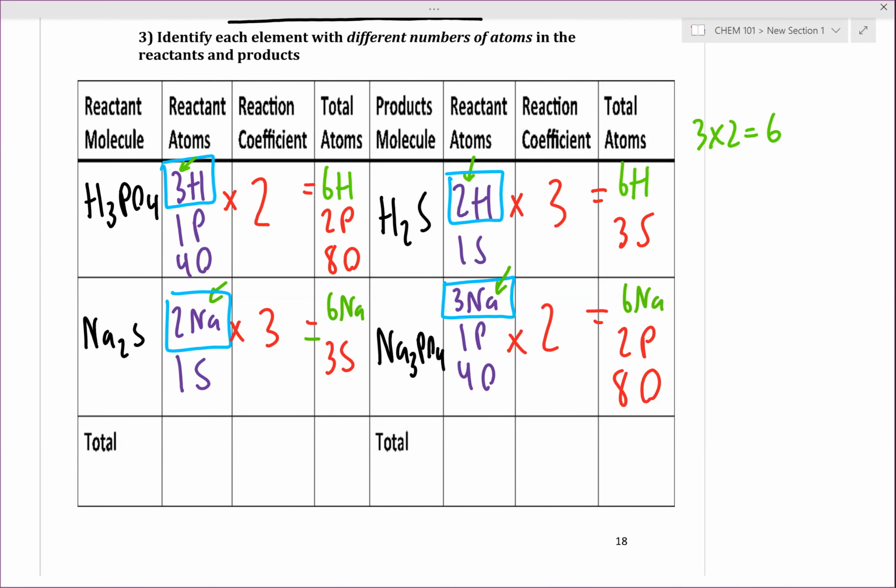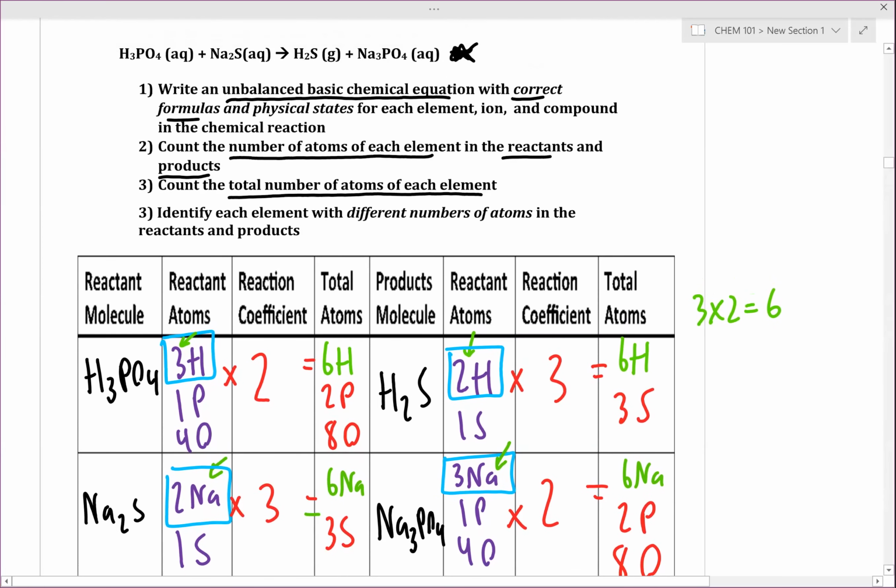So all we have to do is go to our chemical equation and plug in our coefficients. What coefficient did we choose for phosphoric acid? 2. So let's put a giant 2 in front of phosphoric acid. What did we choose for sodium sulfide? 3. What did we choose for hydrogen sulfide? 3. And what did we choose for sodium phosphate? 2. So all we did to complete the problem is read off our coefficients from the table.